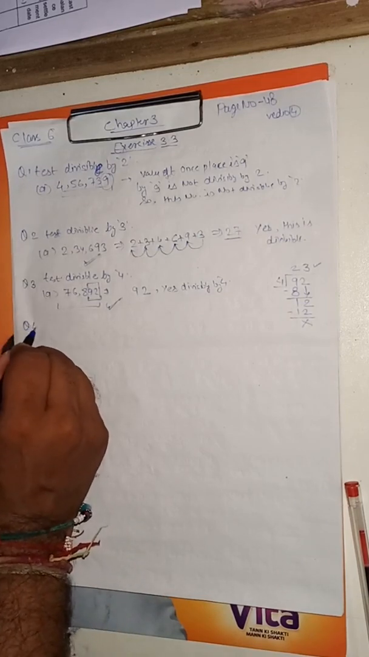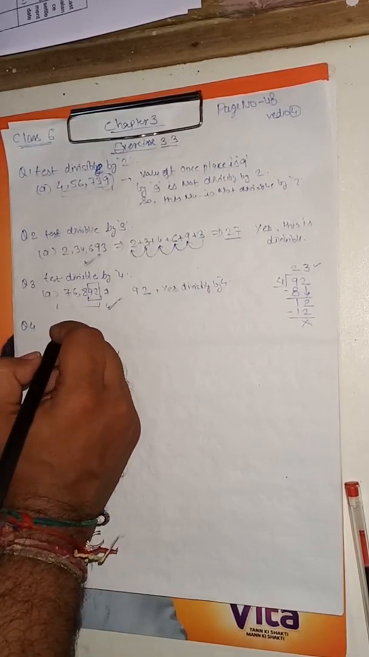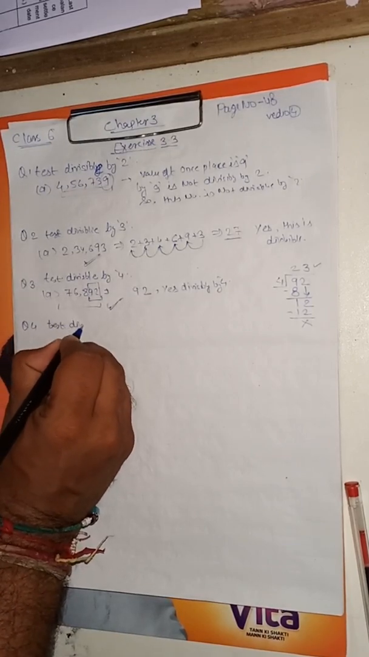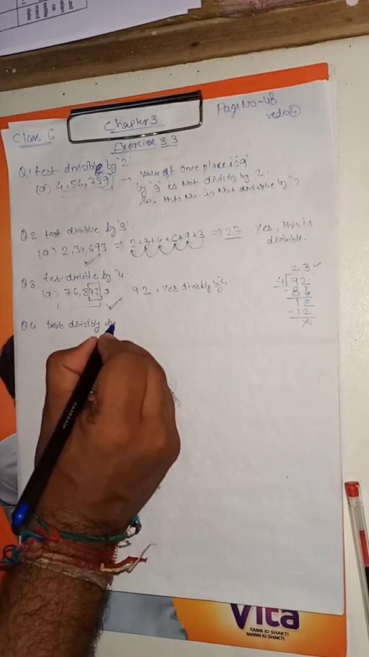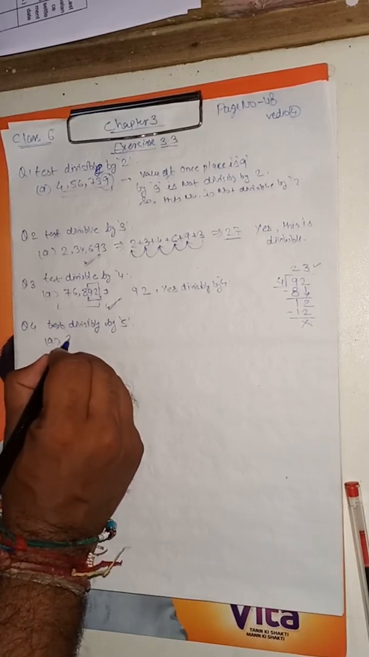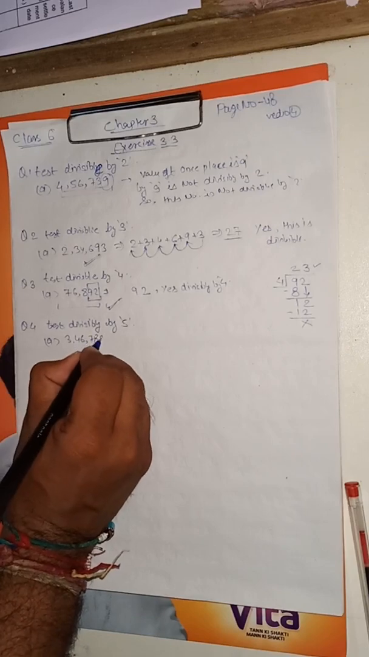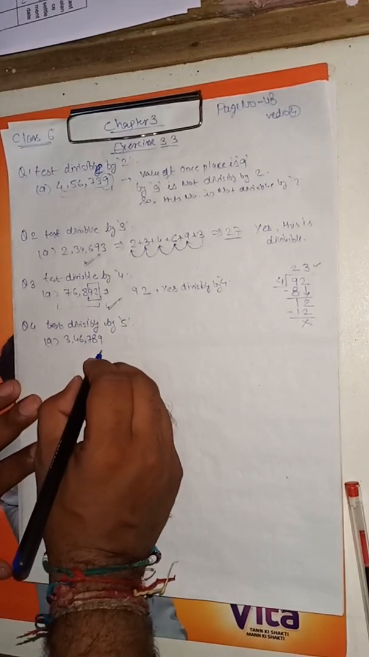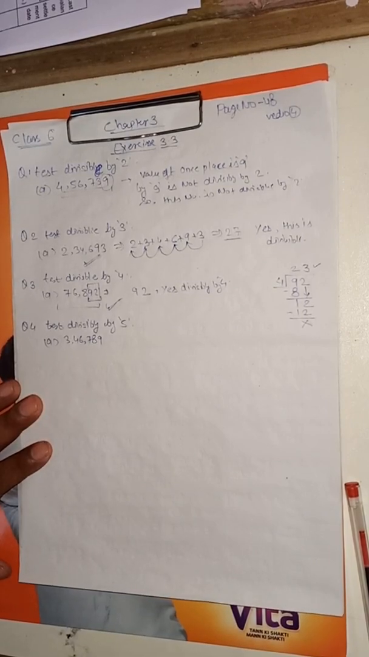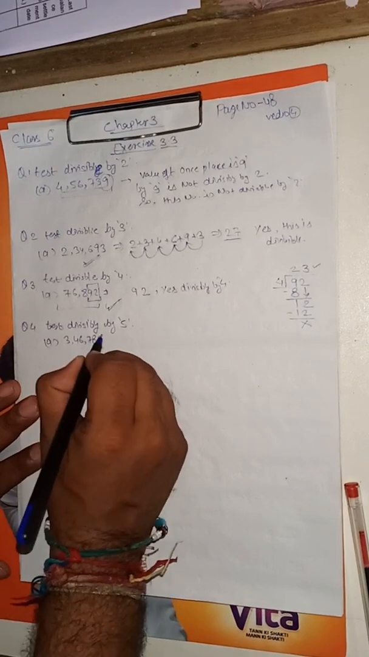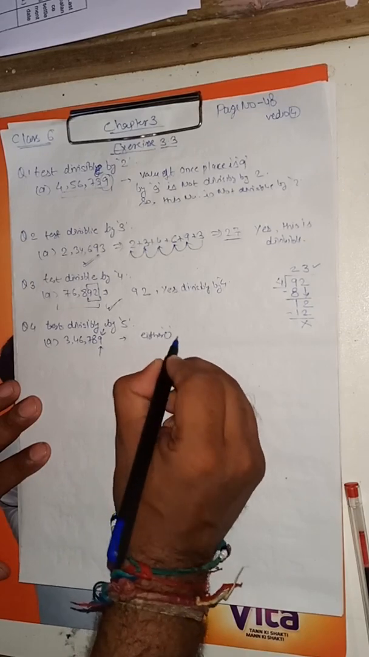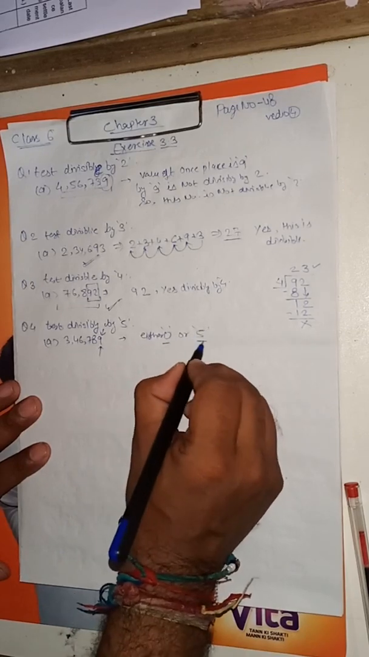Correct. Now we do our question number 4th, that is test divisible by 5. A part 3,46,789. Is this number divisible by 5? What the rule says for the divisibility of 5? It says that if the number has at its ones place either 0 or 5, then that number is divisible by 5.